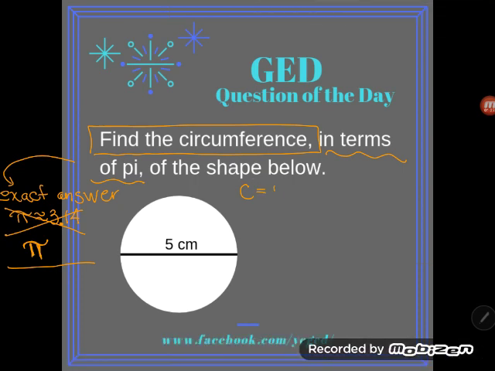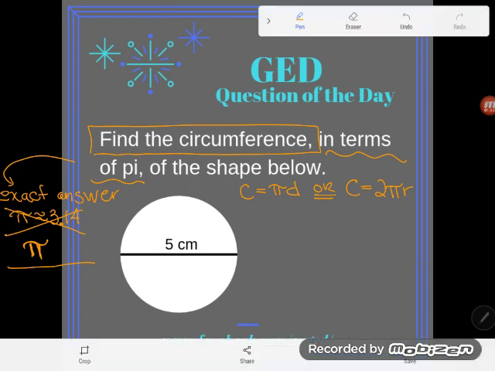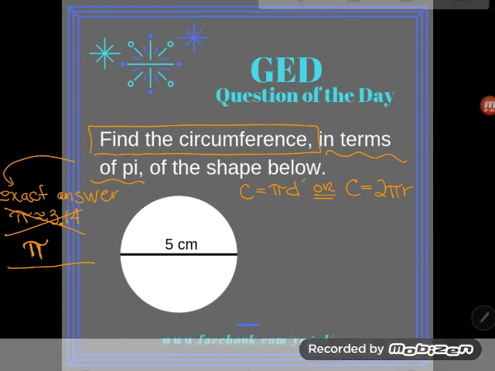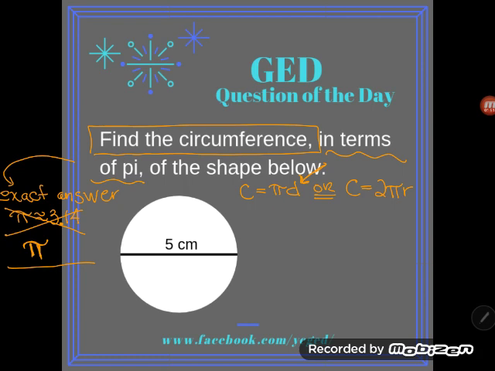C equals pi d, or it says or C equals 2 pi r. And a lot of students get really hung up by this. Which formula should I use? It actually doesn't matter. They'll both get you the same answer, okay? But I suggest you use the one that makes your life easier. So since I'm such a lazy person, I want to use the one where I have to do the least amount of work, okay? So I'll show you what I mean.